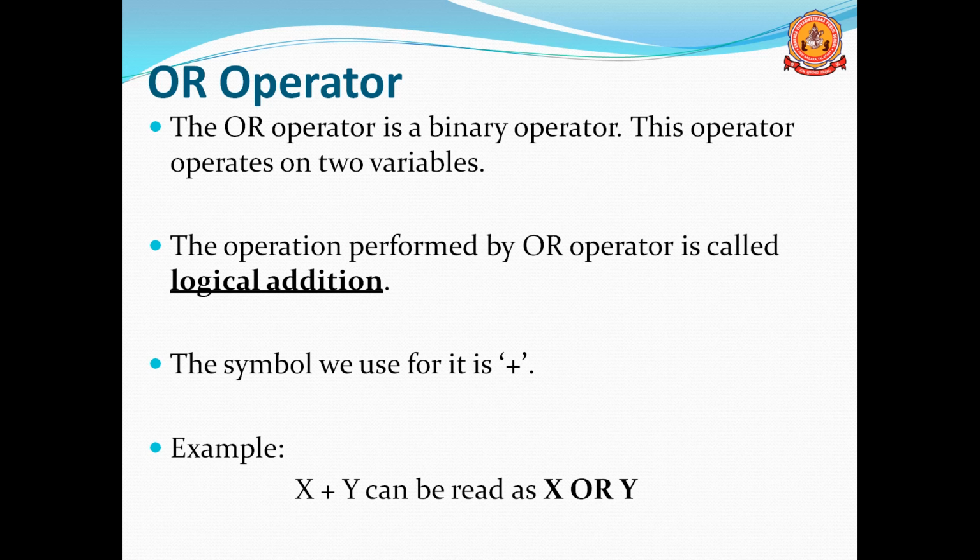The operation performed by the OR operator is known as logical addition. Logical addition is the addition we are performing in case of the OR operator. The symbol we use for it is the plus operator. Plus is the symbol used for OR. For example, x plus y: the symbol plus is used, but you have to read that as x or y. X plus y means x or y. It is a logical addition.